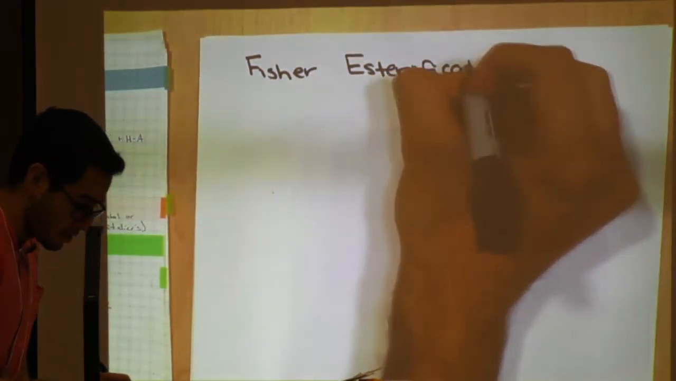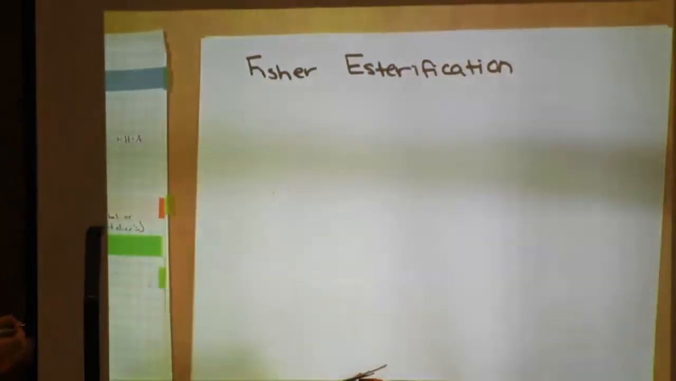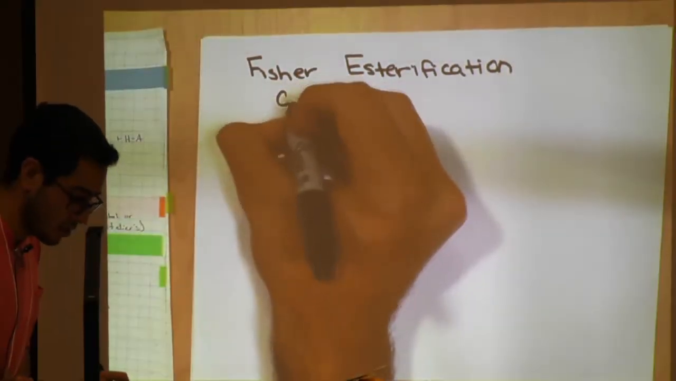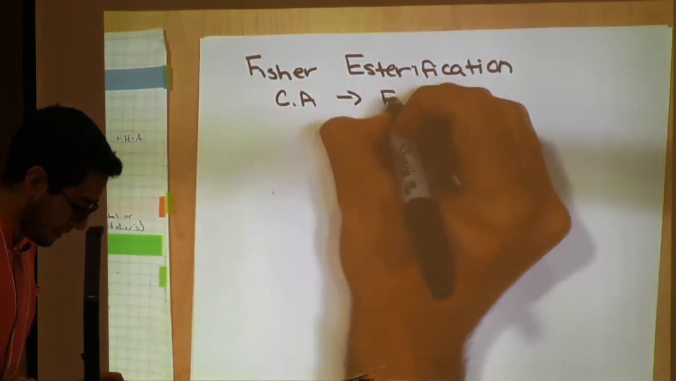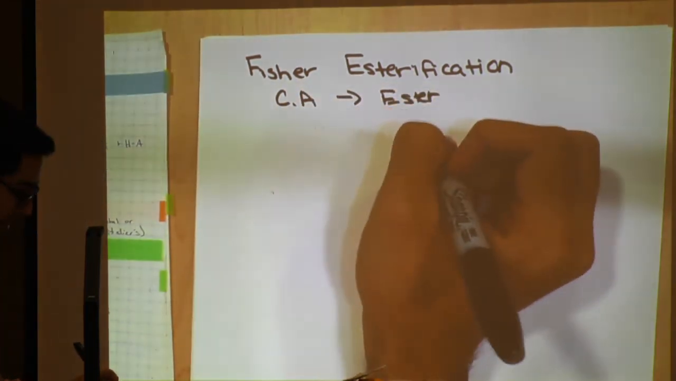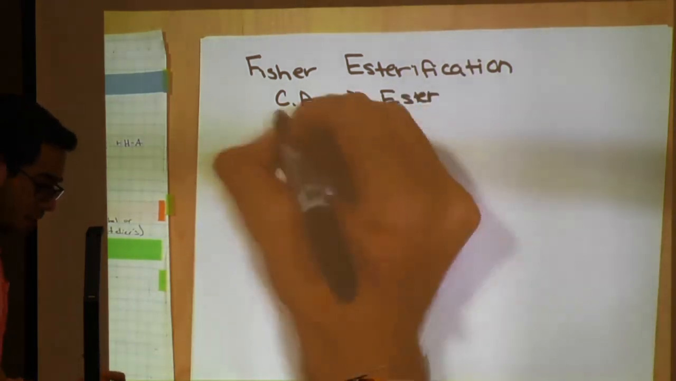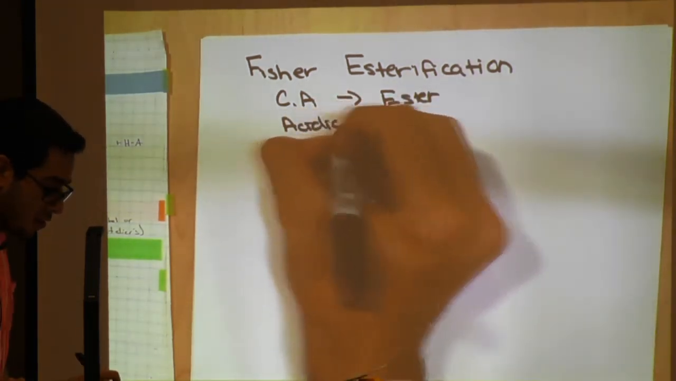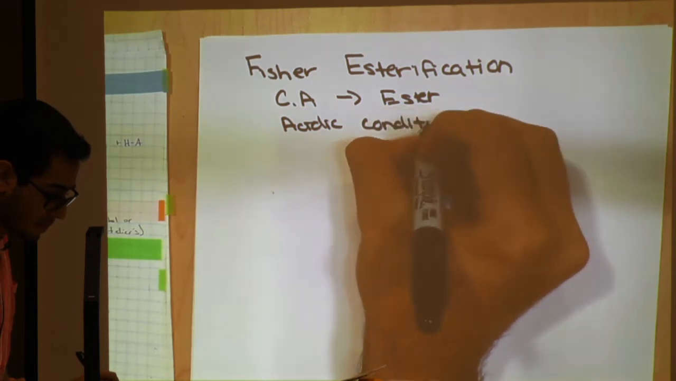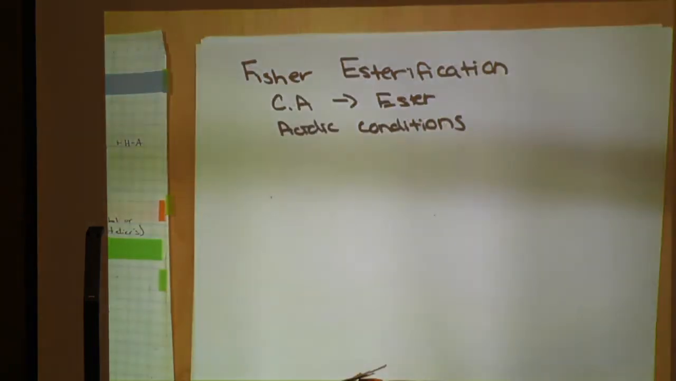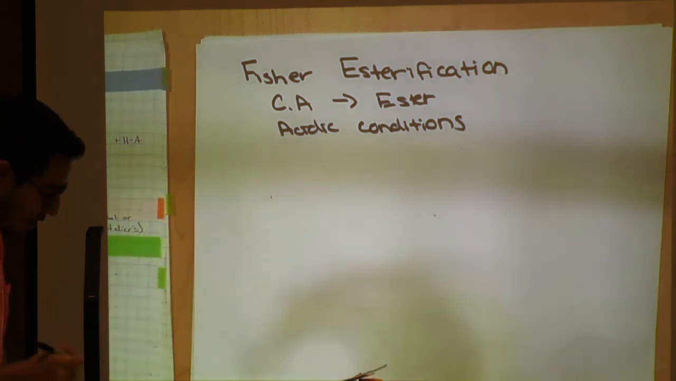So Fischer Esterification is taking a carboxylic acid and turning it into an ester. So an acid to an ester. And it happens under acidic conditions. So if you're reacting with base, it will not happen. So if they ever give you a carboxylic acid and show the product as an ester, you know an acid must have been used. Okay? If it's a base, then that reaction will not run.